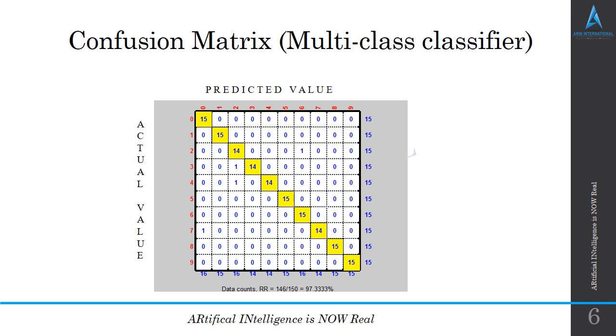Finally, the recognition rate or recognition accuracy is calculated. It is 97.33%. This is obtained by adding all the values diagonally divided by the total number. So 15 test samples multiplied by 10 classes is equal to 150, and there were a total of 4 misclassification results. That's why 146 divided by 150 comes out to be 97.33%.